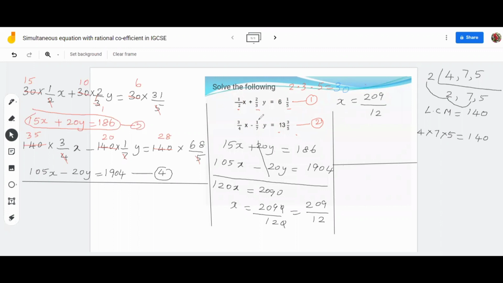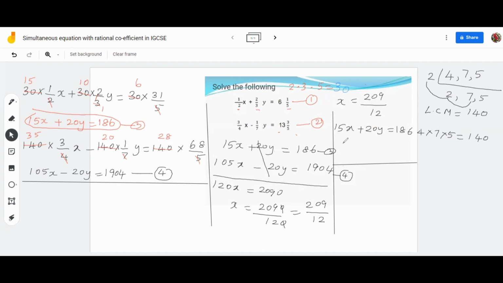I need to find the value of y. You can select any one of equation 1, 2, 3 or 4. Better, I prefer equation 3. This is my new equation 3 and that is 4. Any equation you can select, but where you are comfortable, better to select that one. So let me write here 15x plus 20y equals 186.